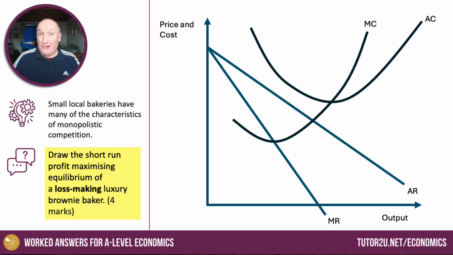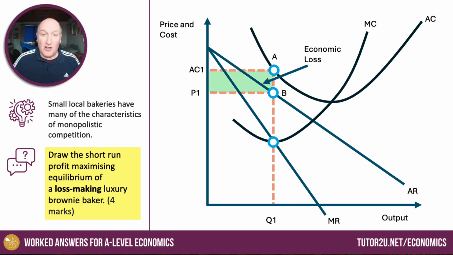We're asked to show a profit-maximising equilibrium, which is our output Q1, where marginal revenue cuts marginal cost. Draw up to the demand curve to show the price this brownie maker can charge on average for their products, P1. But of course that price P1 is below the unit cost of producing Q1, which is there. So you've now clearly shown that this business is making an economic loss.